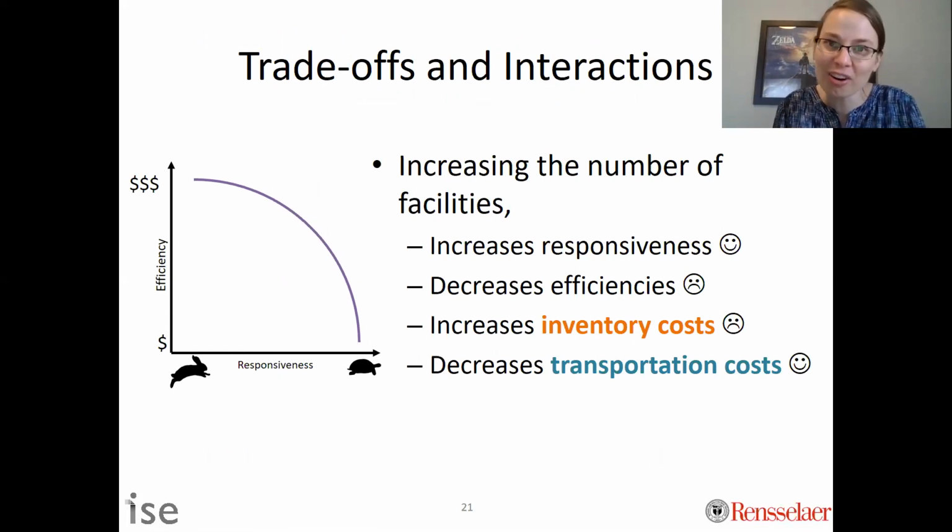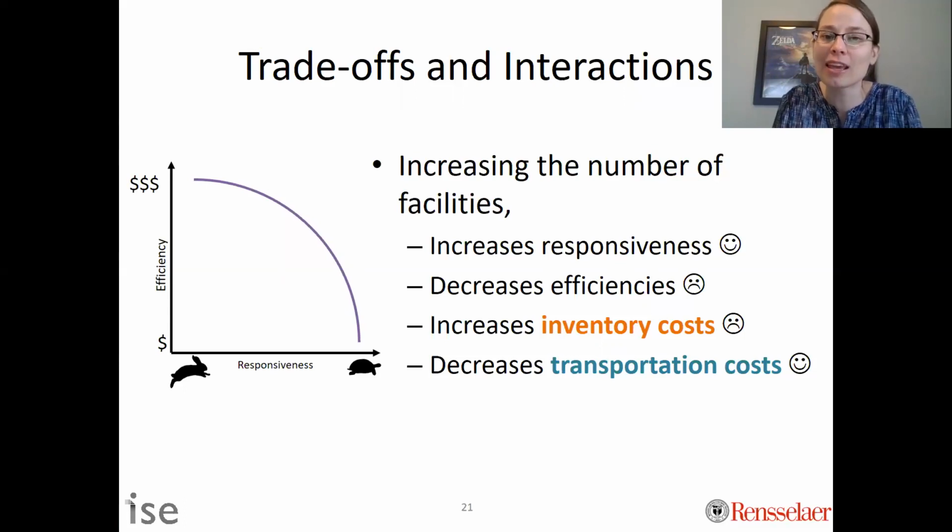And why is it hard? Because there's lots of trade-offs involved. And so I would say one of the best ways to think about decision making is to think about what is good and what is bad. And typically the most interesting decisions have a little bit of good and a little bit of bad. And that's true with the decision of facilities.